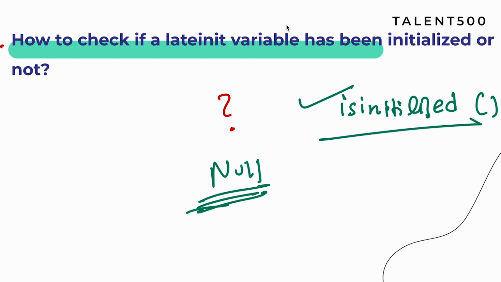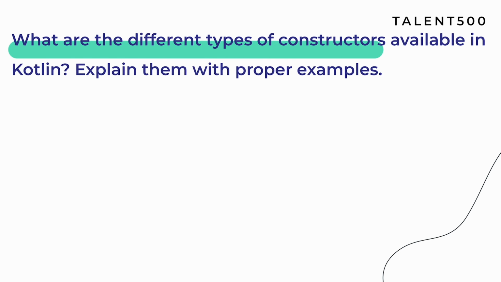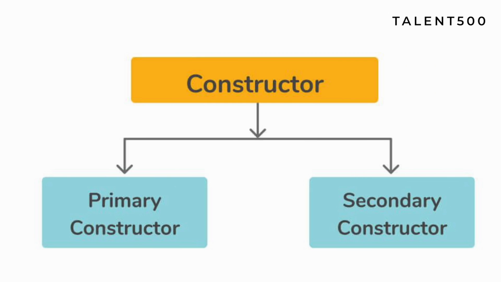And now moving ahead, let me again screencast my iPad and we will talk about another significant question in this series. So the third question is, all right, what are the different types of constructors available in Kotlin, and explain them with proper example. So mainly there are these two constructors in Kotlin, always remember. Number one, primary constructor, and number two, your secondary constructor.